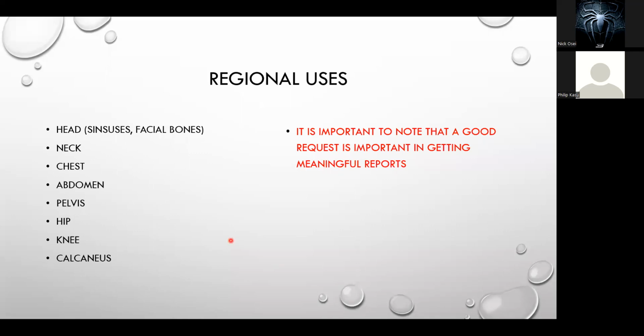Okay. So the original users use it for the head, facial bones, but remember that for the posterior fossa, it's not the best. If it is your primary area of concern, you're better off with an MRI. Okay, so you can use it for the neck, the chest, the abdomen, the pelvis, almost everywhere. The knee, but as I said, the knee is not the best use. Maybe I should look it up.